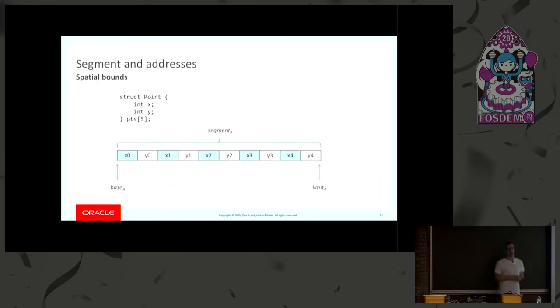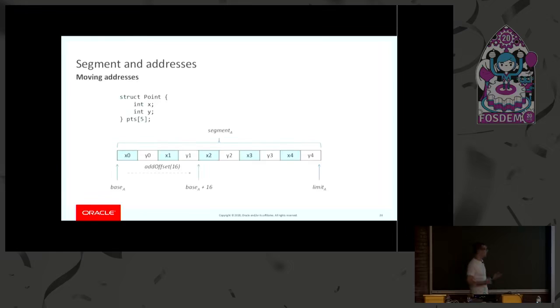Let's imagine that we have an array of struct point, where a point has 2 int coordinates. It's a very simple thing. So we can imagine this array memory to be flattened, so that all the coordinates are essentially consecutive, so x0, y0 up to x4, y4. This segment will have natural spatial bounds, so we will start from a base address, which will point to x0, and then we will have a limit address, which is the maximum address associated with this segment. Actually, it's the address of the first byte that is outside the segment. So as long as the access occurs within the segment, everything is fine.